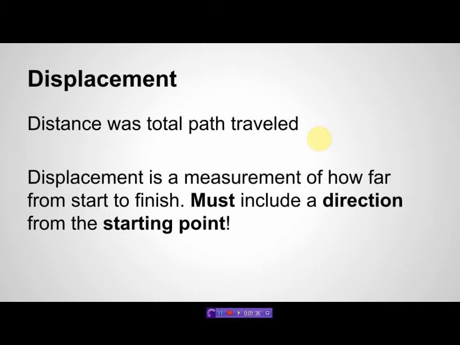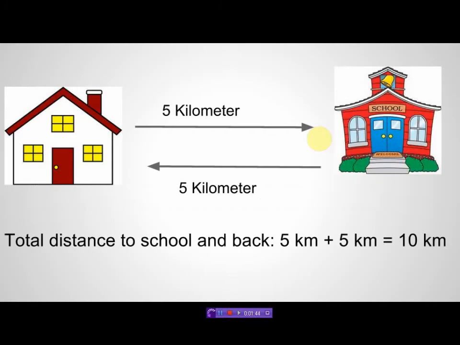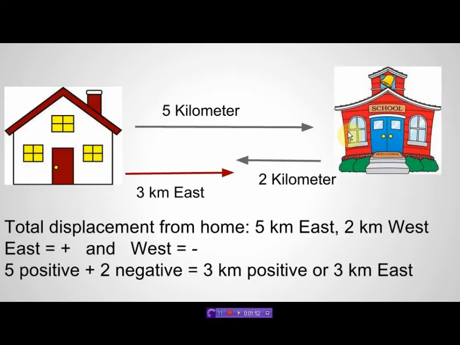It must include a direction, and it is measured from the starting point. So if you take 10 kilometers to get to the school, you go over to a friend's house, etc., etc., you go all over the place, but you are still only 5 kilometers from the school, from your house to the school. Your displacement is going to be 5 kilometers.